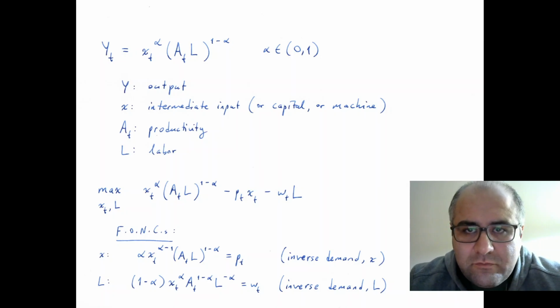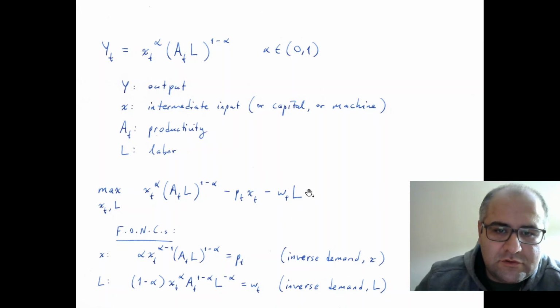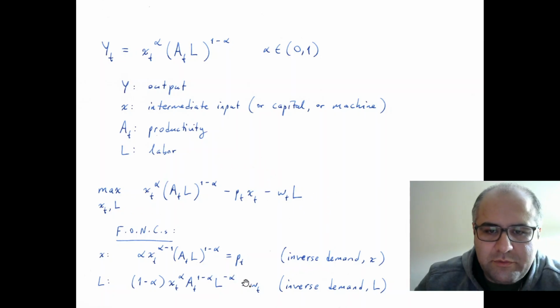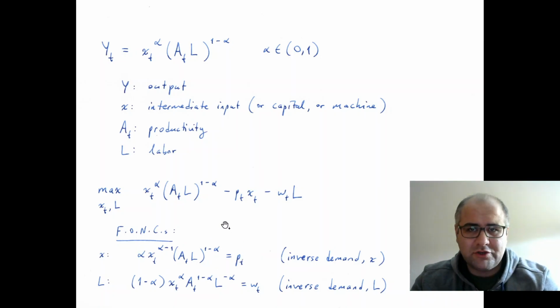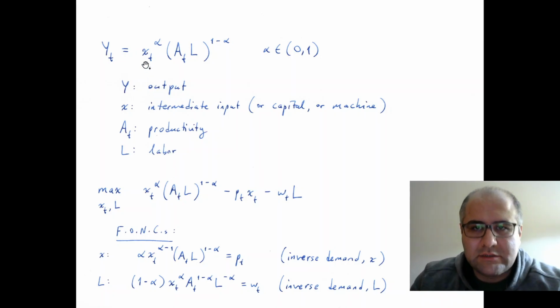So we assume once again that the final goods sector is competitive. Firms here are price takers, so they want to maximize their profits. If you solve this very simple problem, you end up with the inverse demand function for X and the inverse demand function for L. This part is pretty similar to the product variety model, because this is just inverse demand, and that inverse demand function is taken as given by the monopolist that produces X.